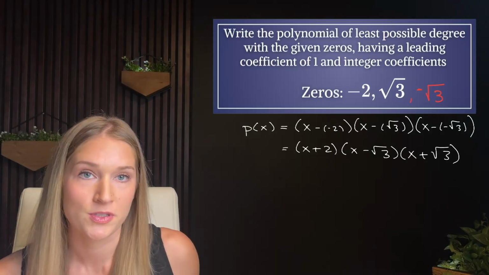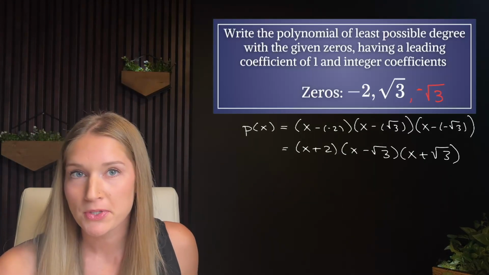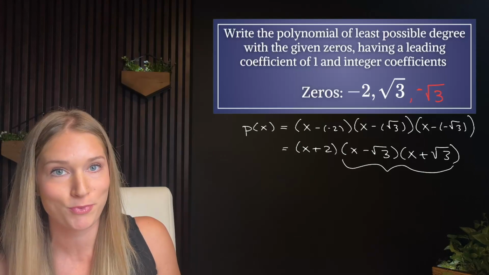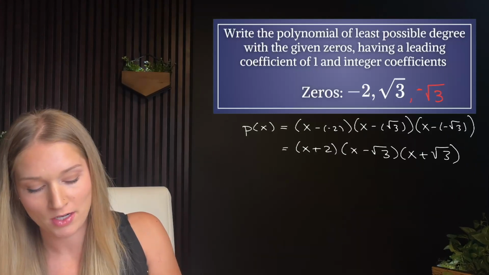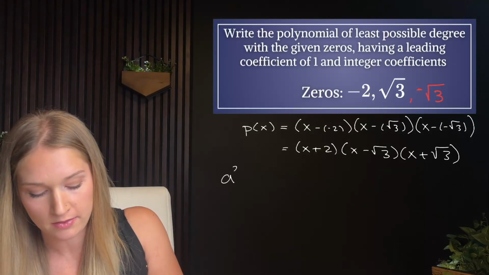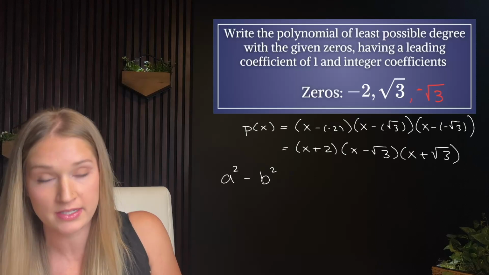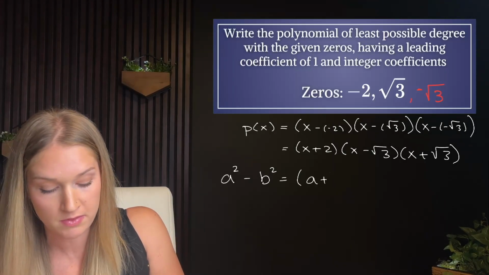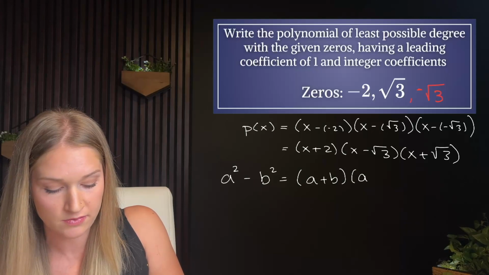Now we need to go multiply all of this out. If you remember your difference of squares, that's going to help you simplify these two factors pretty easily. So let's go ahead and talk about that. So remember when we have two perfect squares and we're subtracting, that factors into the sum of the bases and the difference of the bases.